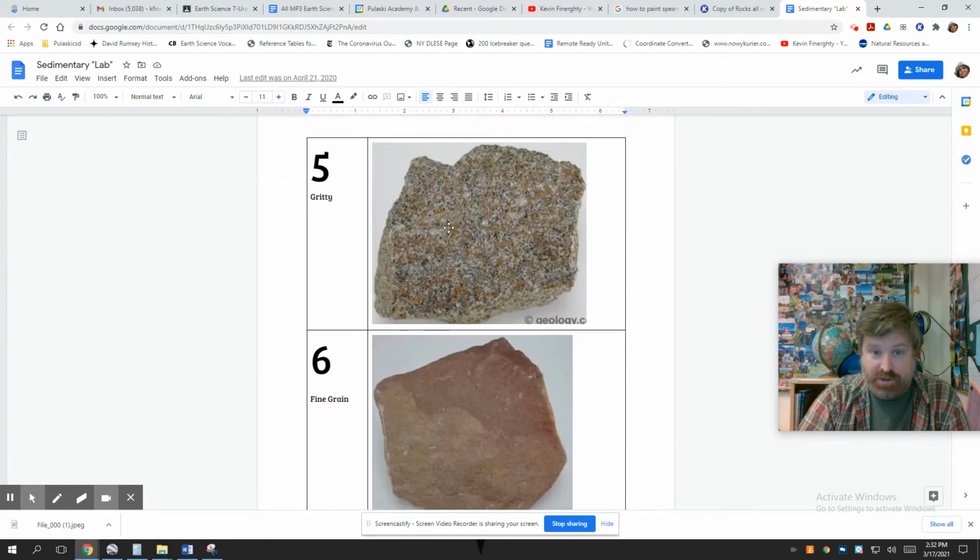Or this guy that I say is gritty. And this is what the lab's going to be. I'm going to give you some very strong hints. The lab's going to be easy. Don't panic about it.